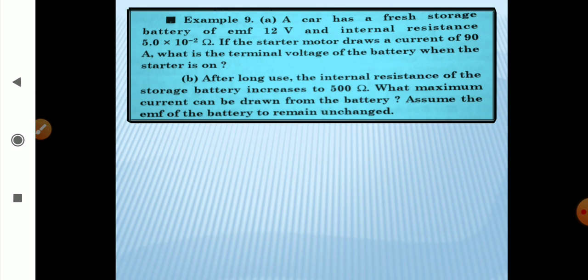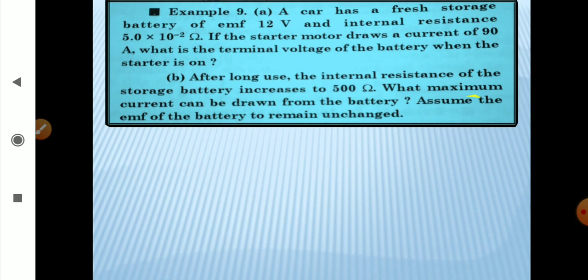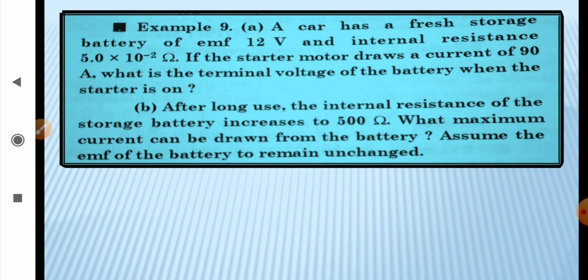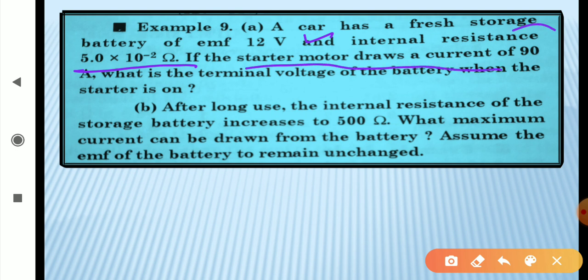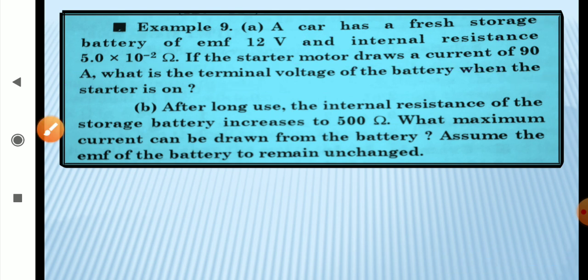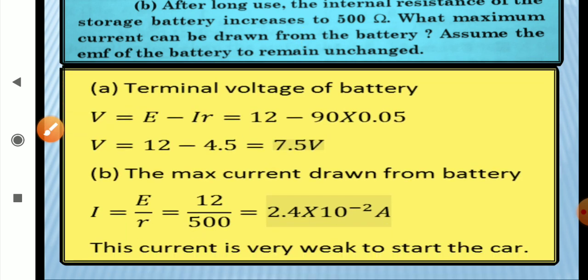So now comes the second problem. Similar kind of problem. A car has a fresh storage battery of EMF 12 volt and internal resistance 5 into 10 raised to the power minus 2 ohm. Now if the starter motor draws a current of 90 ampere, what is the terminal voltage of the battery when the starter is on? Right? And the second part we will see later. So let us begin with the first part.